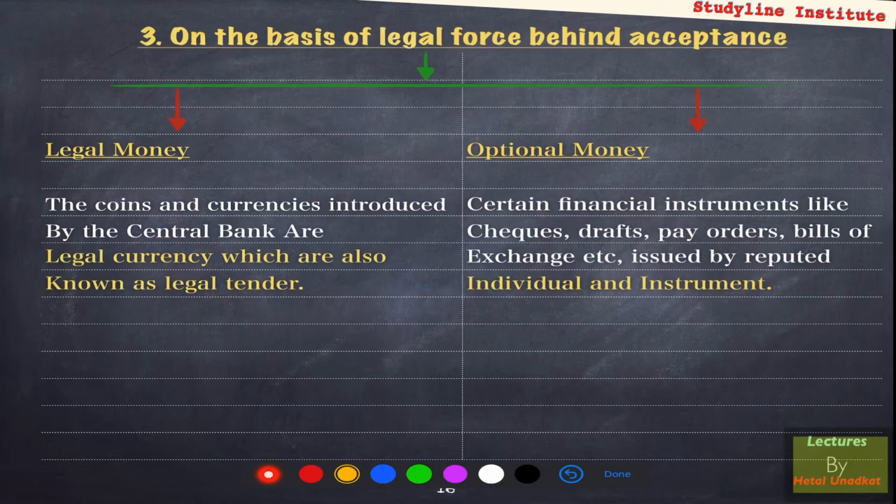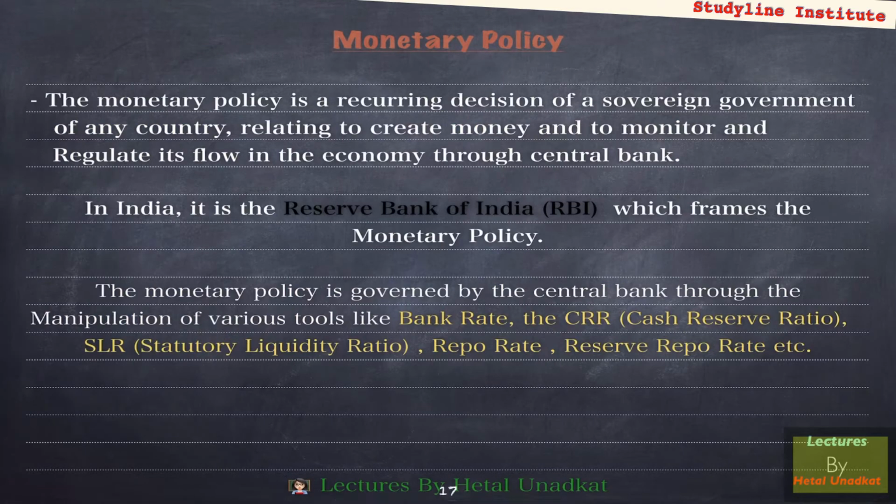So these are the types on the basis of physical, on the basis of acceptance, on the basis of legal force behind acceptance. Metallic money, physical money में आता है. Then this is the legal money. Now let's move on to the monetary policy. If the government needs to maintain a certain ratio, a certain amount of money circulating in the market, government monitors this money through the monetary policy.